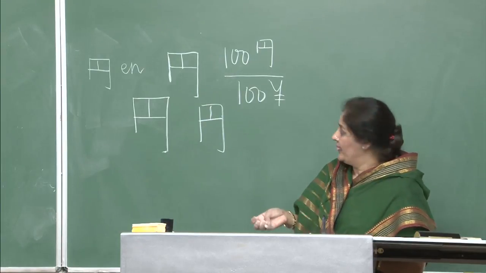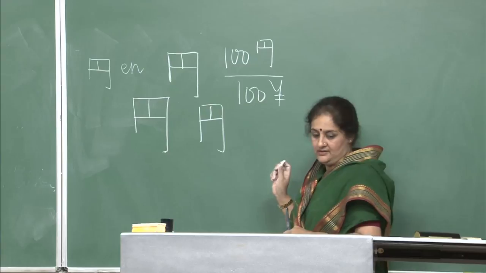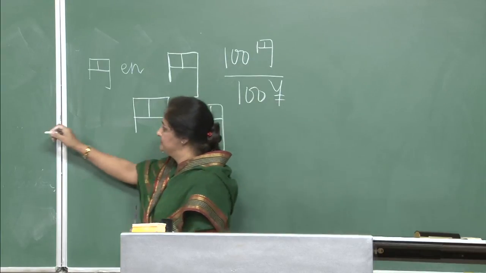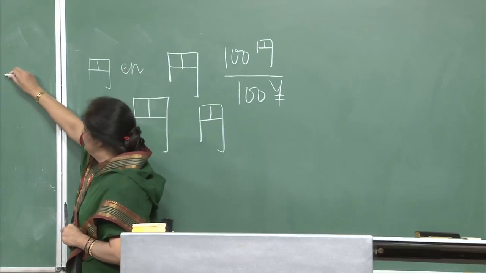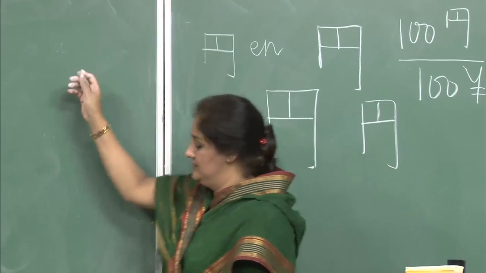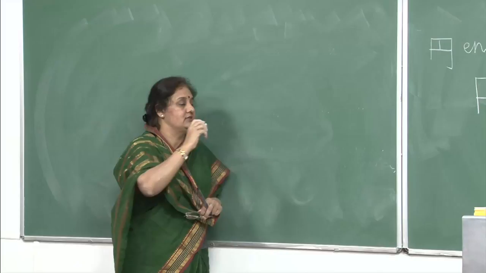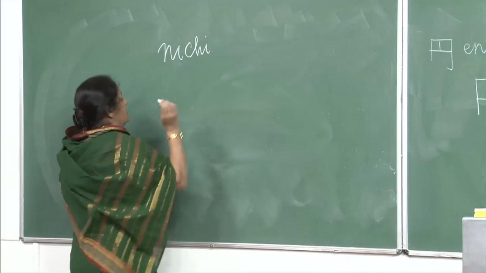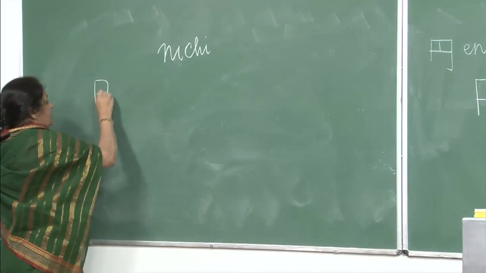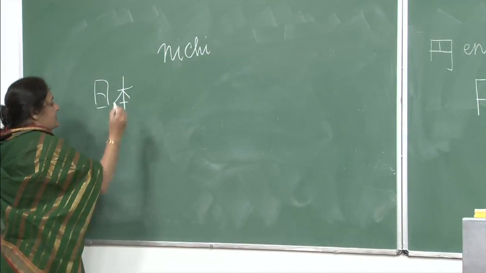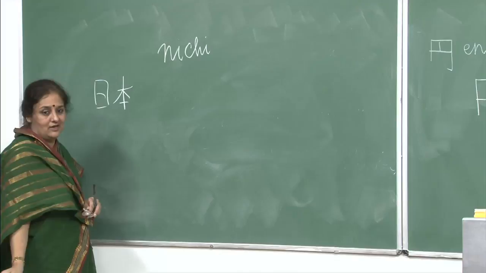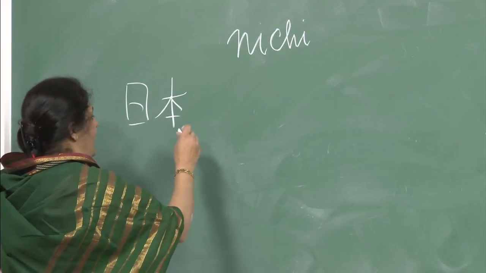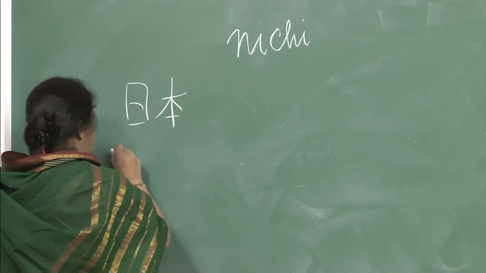Now, another similar looking character to En, this is Nichi. I'll write it here. Nichi. You have done Nihon, isn't it? Nihon means Japan. We have done this in one of the previous lessons. And also we are doing this language Nihongo.